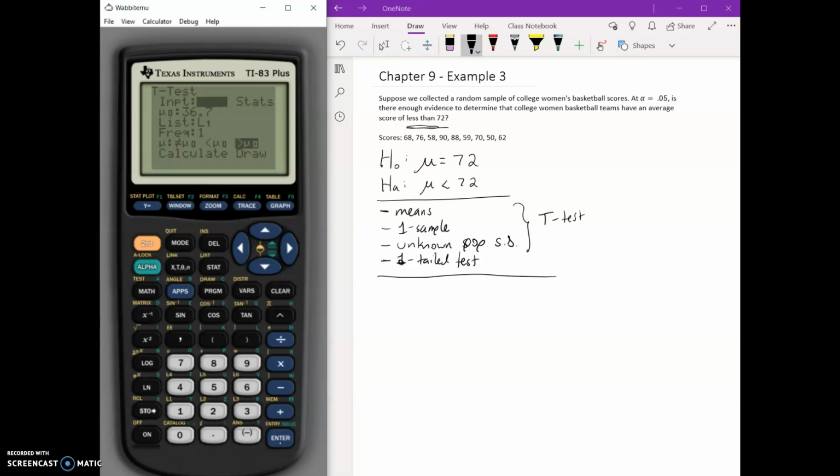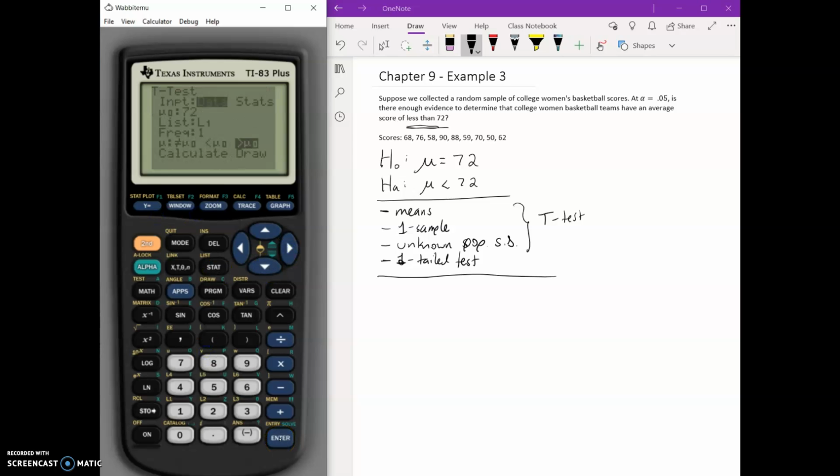So our data option, we have our mu sub 0 is our null hypothesis, which is 72. Our list is L1. Well, we haven't put anything into L1. So we're going to have to go back and press the stat button and go to edit. And we want to edit our list and put these numbers in. So we'll go ahead and put in 68, 76, 58, 90, 88, 59, 70, 50, and 62.